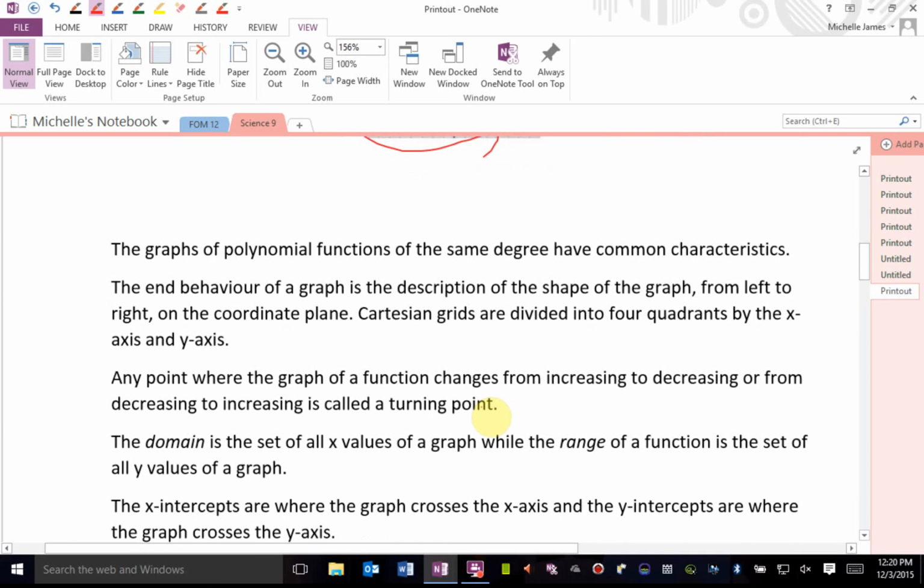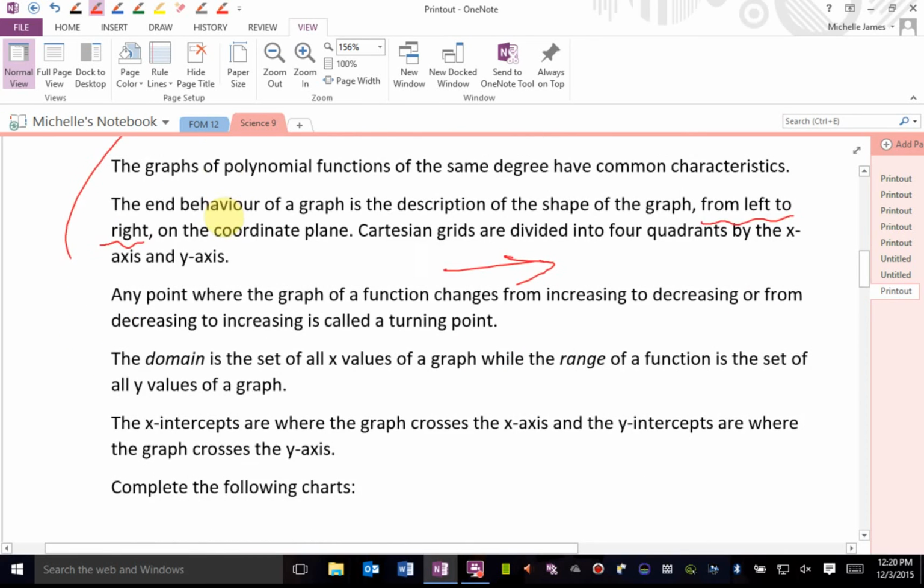It says the graphs of polynomial functions of the same degree have common characteristics. The end behavior of a graph is the description of the shape of the graph from left to right. We talked about that yesterday: you read a graph like a book from left to right. Cartesian grids are divided into 4 quadrants by the x-axis and y-axis, which I just talked about. Any point where the graph of a function changes from increasing to decreasing or from decreasing to increasing is called a turning point. Wherever the graph changes direction is a turning point.